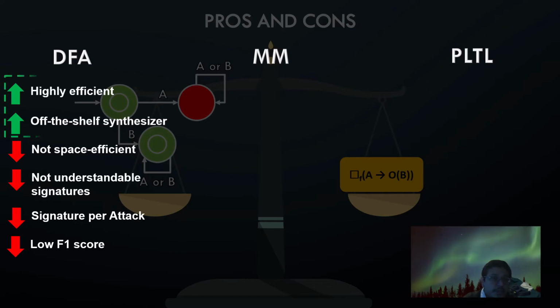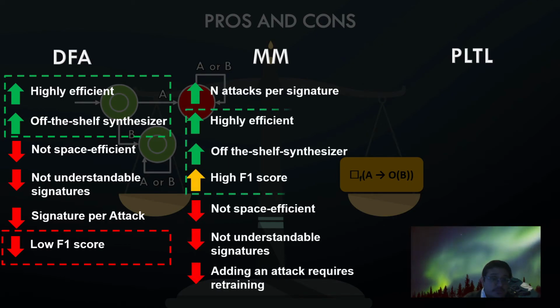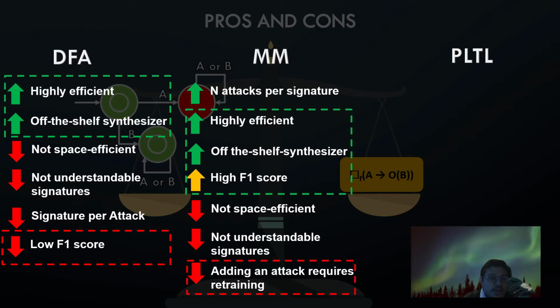First of all, DFA is highly efficient, and we can use an off-the-shelf synthesizer. So that's great. But unfortunately, it produced a lower F1 score than the rest. For the Mealy machine, again, it's highly efficient, and there's an off-the-shelf synthesizer. In fact, DFA and Mealy machine use the same one, called RPNI, and it produced a slightly higher F1 score than DFA. However, adding an attack requires retraining. If we recall, the Mealy machine had n attacks per signature. But what happens if we find a new undesired behavior that we want to include? Now we have n+1. We need to retrain everything and deploy the signature over to the device.